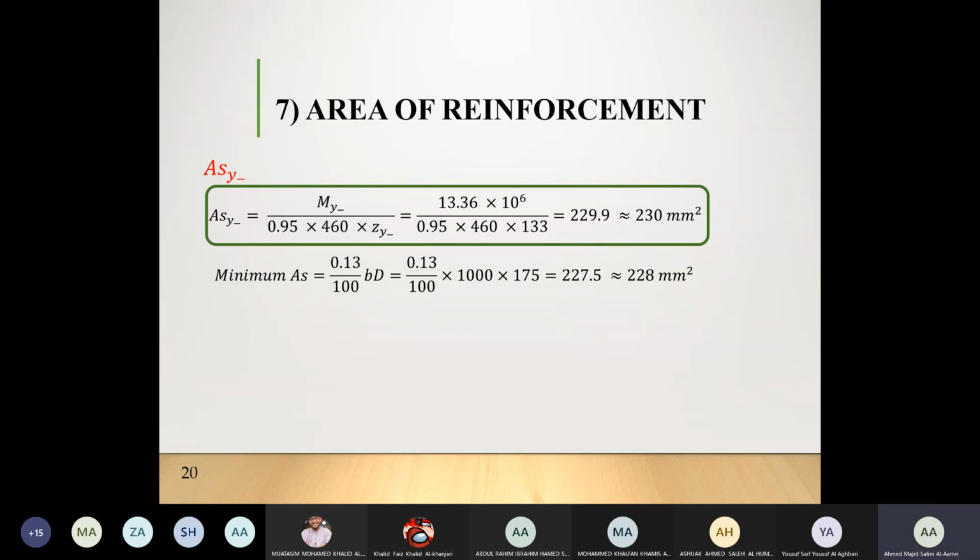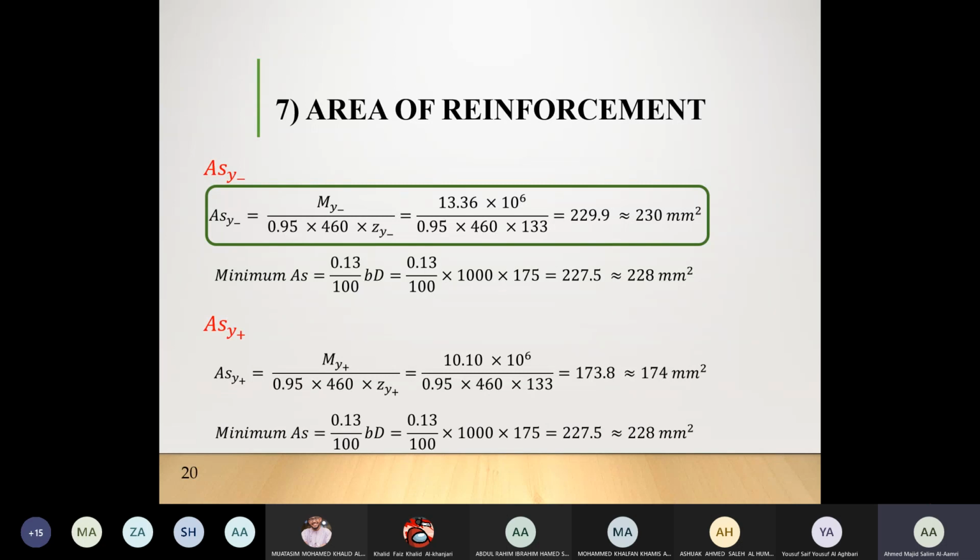The same thing goes for ASY positive. You will calculate first the required area of reinforcement, and then you will go and calculate the minimum. You can see now in ASY positive, the required area of reinforcement is 174. And you can see that the minimum is 228. So in this scenario, we'll be taking the highest, which is the minimum.